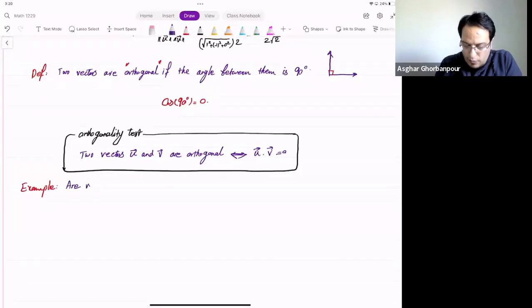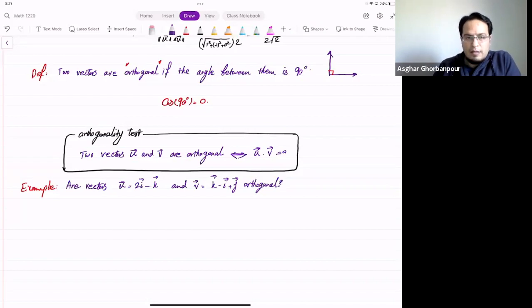This is a question. Are vectors u, which is 2i minus k, and v, which is k minus i plus j, orthogonal? Okay. First thing, the orthogonality test says to find the dot product. What is the dot product of these two? So u dot v, we want to find that. But for that, I need components of these vectors. These are given in ijk notation. Remember that the coefficient of i is the first component, the coefficient of j is the second component, and the coefficient of k is the third component. So this is the same thing as writing this for our vector.